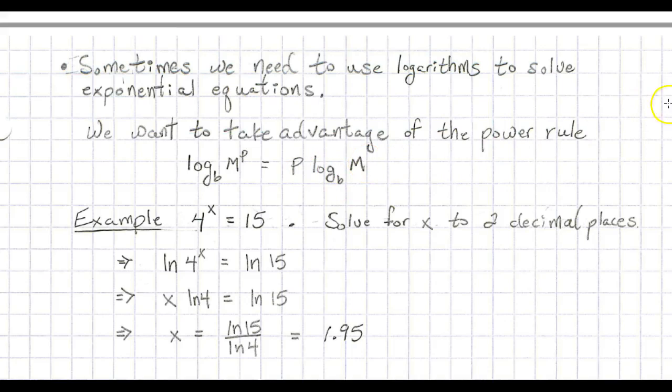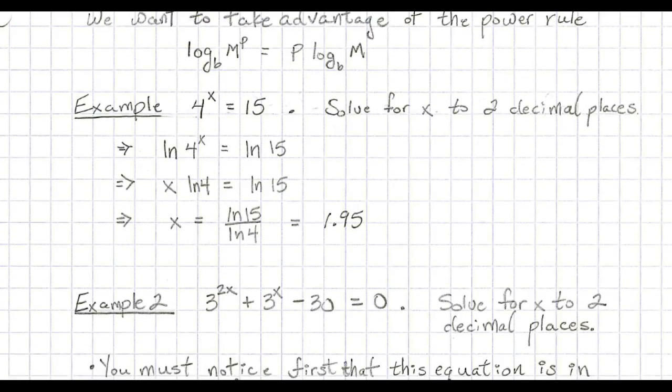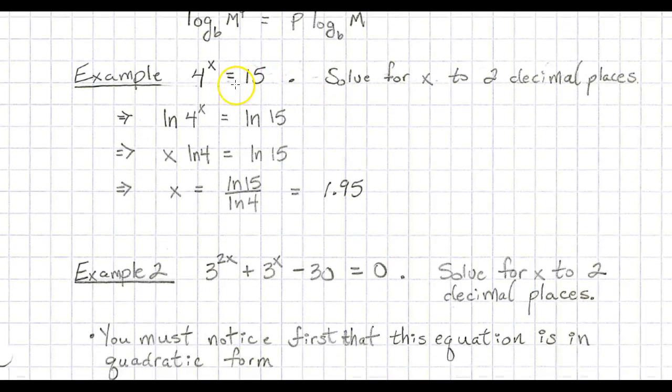So how do we take advantage of that rule? Let's look at the next example. We have 4 to the x equals 15. From the left side of the equation, we can see that we have a base of 4, so 4 to the x. We simply can't write 15 as 4 to any power. If that were 16, we'd be able to do it easily, but we can't write 15 as 4 to a power. So what we do is we take the logarithm of both sides.